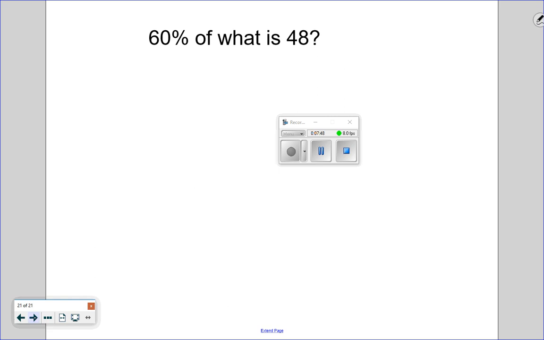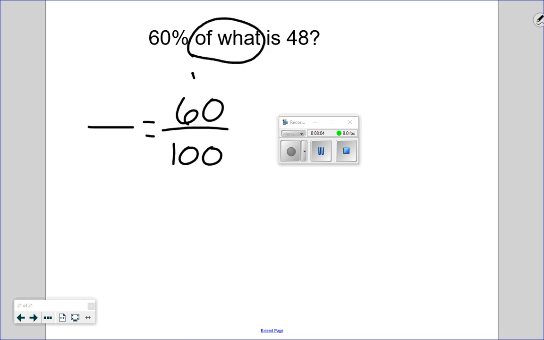Okay, just one more. 60% of what is 48? Set up your ratio. I'm given a percent this time. My percent is 60, so that's what goes over the 100. On the other side, look for the word of first. That's what goes on the bottom. That's your whole. So in this case, it's of what? So it's unknown. I don't know what my whole is. I'll put an x in the bottom spot. The top is 48. So 48 out of what is equal to 60% is what I'm looking for.